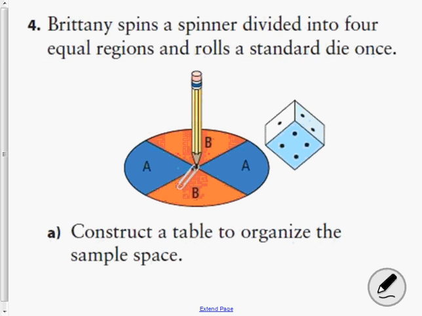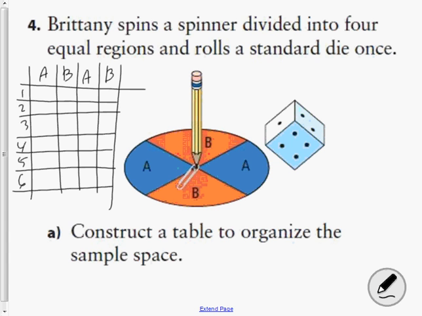So your next question says, Brittany spins a spinner divided into 4 equal regions and rolls the standard dice once. Construct a table to organize the sample space. So for this, here's what your table would look like. And the question says, construct a table to organize the data, a sample space. So there it is there. And we can see that there are 4 times 6, there are 24 possible outcomes. It doesn't ask for anything specific, I don't think, did it? That was a stupid question, wasn't it? That was pretty easy. There are 24 possible combinations.